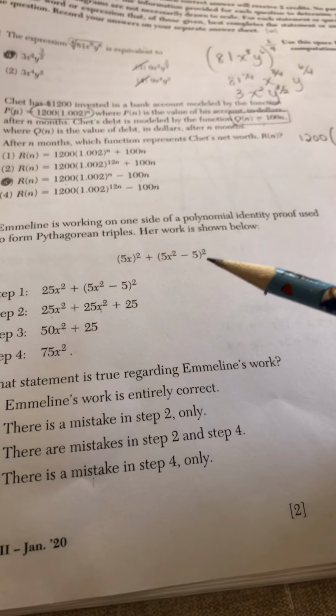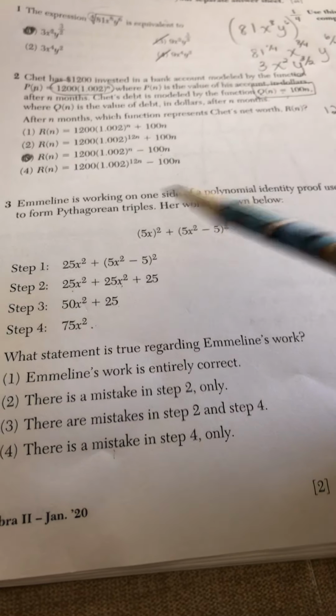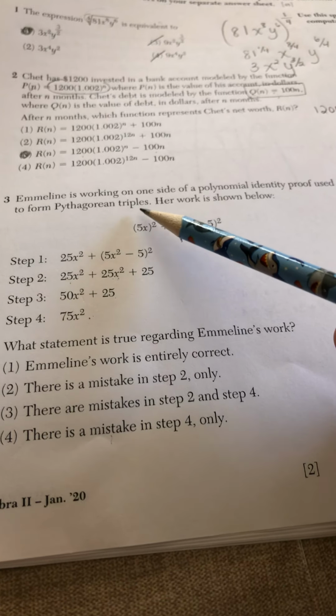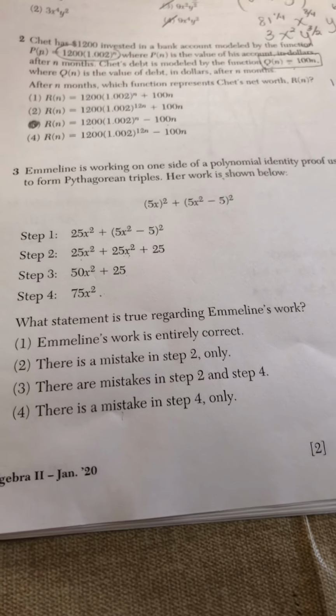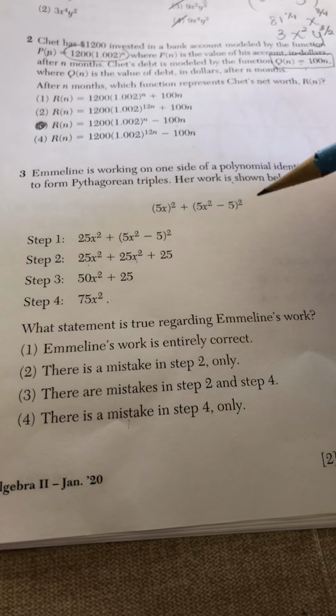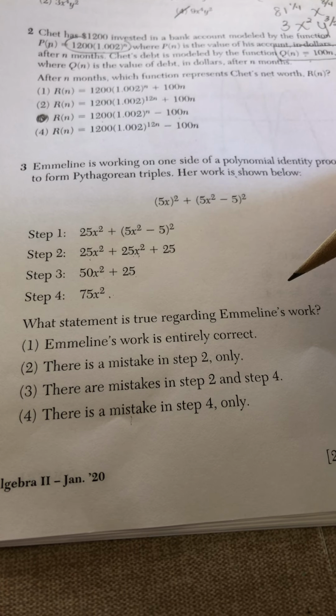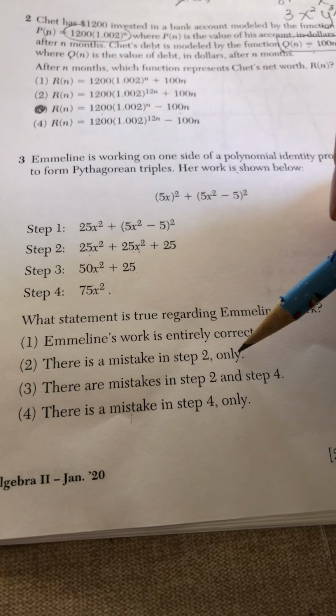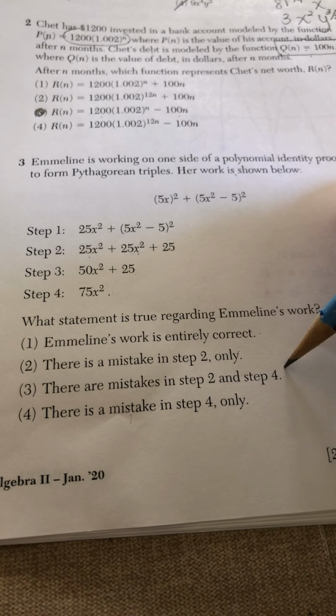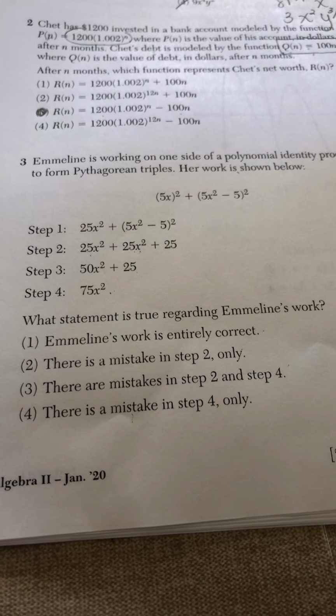She's working on one side of a polynomial identity proof to form Pythagorean triples. A squared plus b squared equals c squared. Her work is shown below. So we got to play teacher on this one, okay? Which statement is true? It's all correct. She made a mistake in step 2, mistakes in step 2 and step 4. There's only a mistake in step 4. So let's take a look and see what she did.